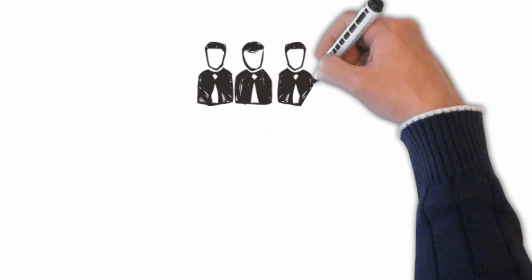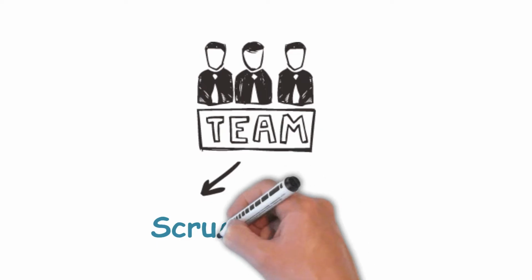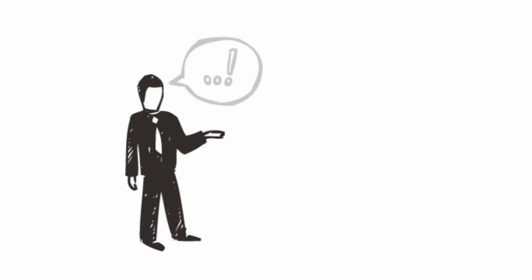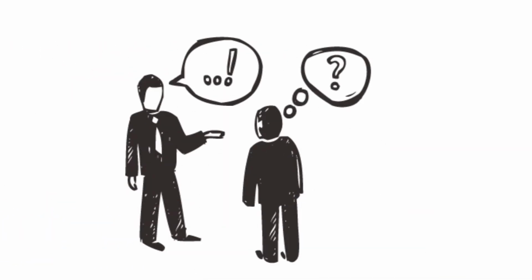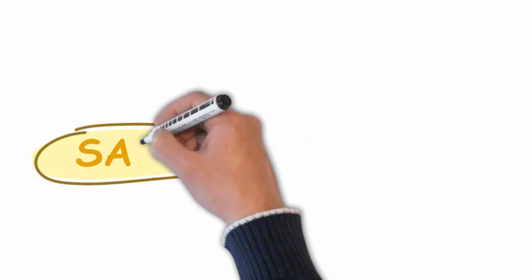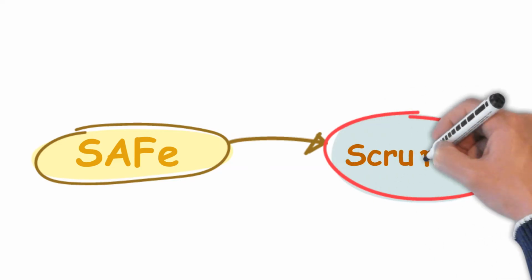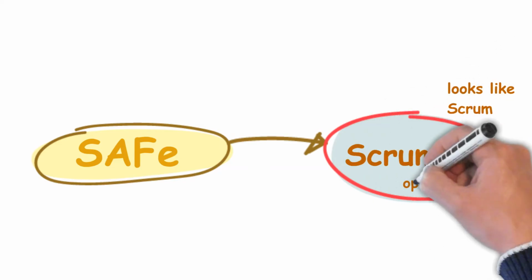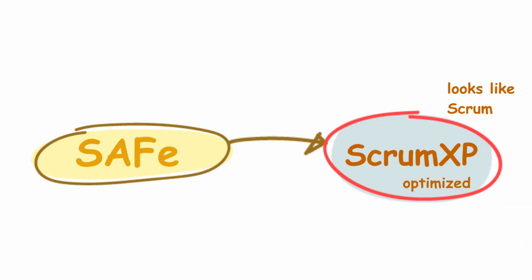However, at the team level, it still talks about adopting Scrum or alternatively choosing Kanban. Most teams use the Scrum framework instead of Kanban. Do they use Scrum the same way as described in the Scrum Guide? The answer is no. SAFe has a slightly modified version called Scrum XP. It looks similar to Scrum from the outside, but internally, it has been optimized a lot.